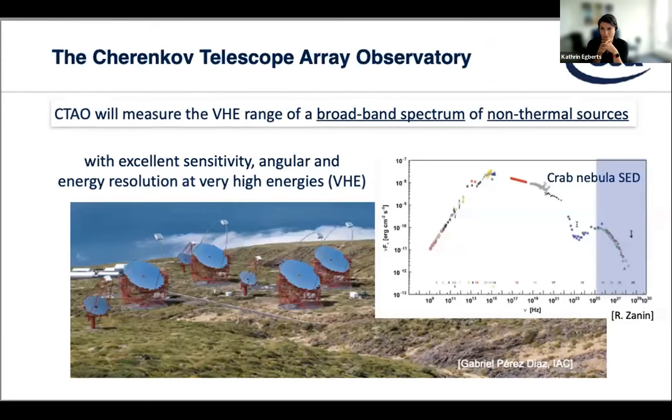So I can profit from the nice introductions. You have already heard this. What we will do with CTA, the Cherenkov Telescope Array, is measure the very high energy range of a broadband spectrum, as you can see here for the case of the Crab Nebula. We will really focus on this highest energy range, but of course there is much, much more to cover here. We are talking of non-thermal sources. And the strength of CTA will really be its excellent sensitivity and the angular and energy resolution at this very high energy regime.